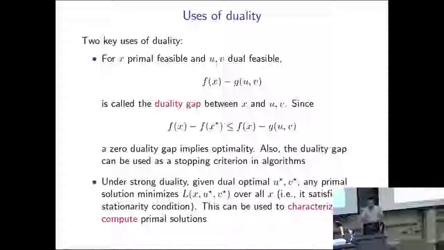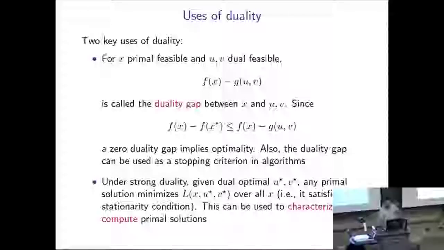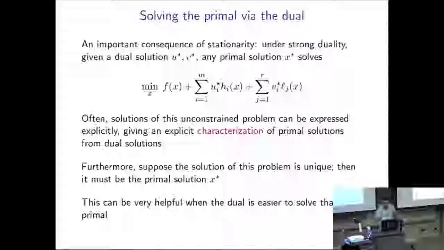It's also a very practical use of duality, as I mentioned, because sometimes the dual is easier to solve than the primal. So we might want to derive the dual, solve the dual, and then just infer the primal solution from the stationarity condition. We never would have to touch the primal problem at all. We only had to have written down its dual. So let's talk a bit more about that, solving the primal via the dual.